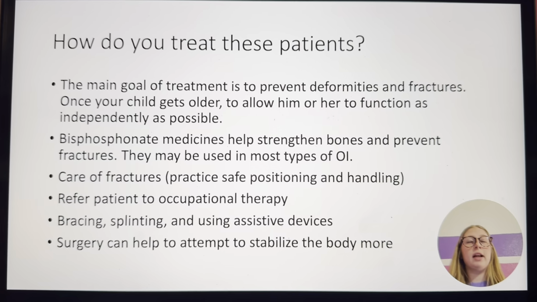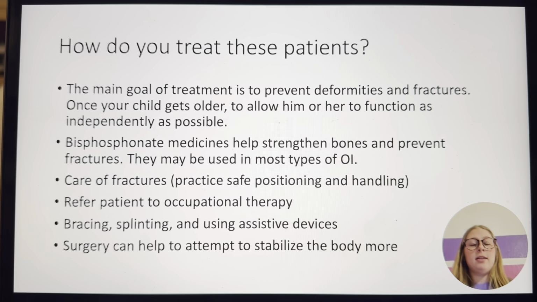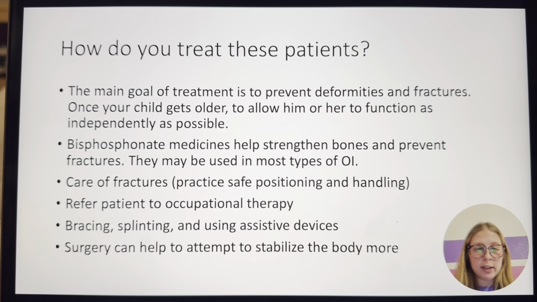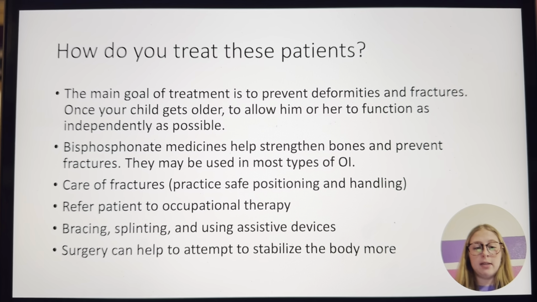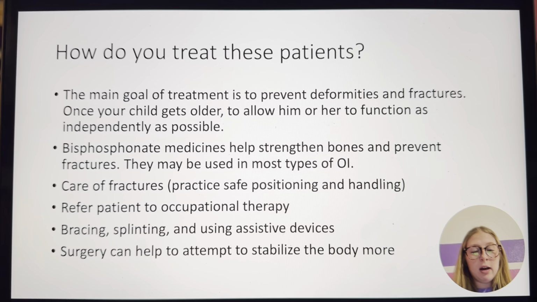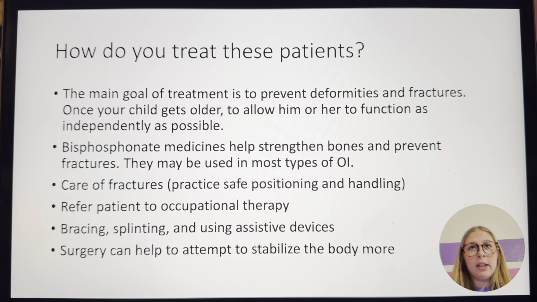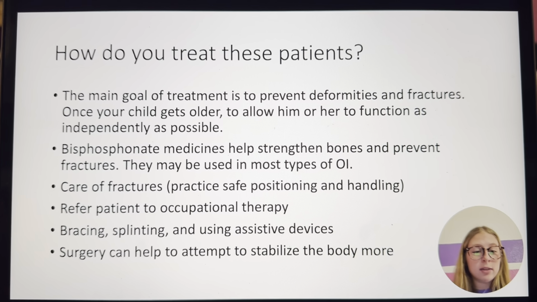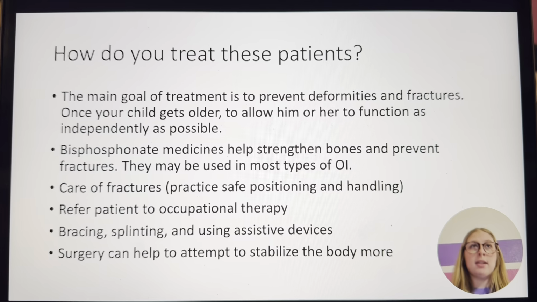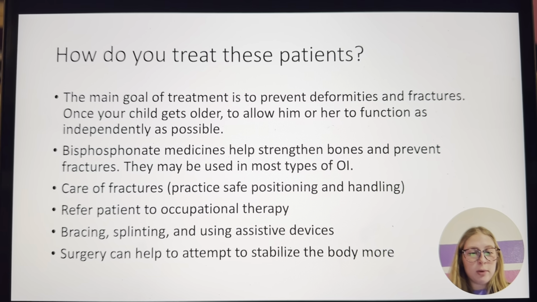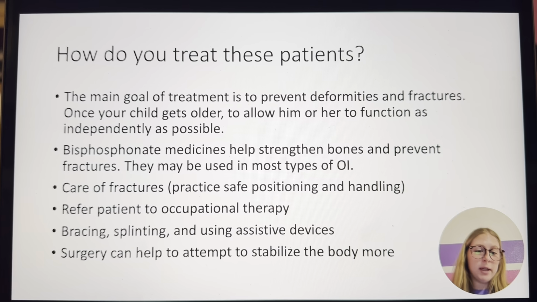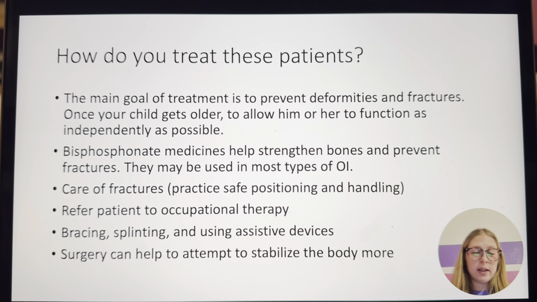This is important. I think the whole healthcare team needs to take a group approach to treating this patient because he doesn't only need physical therapy, he needs occupational therapy. He might also need to go to counseling just to process the disease and how to handle those hard social situations and all that. Bracing, splinting, and using assistive devices.